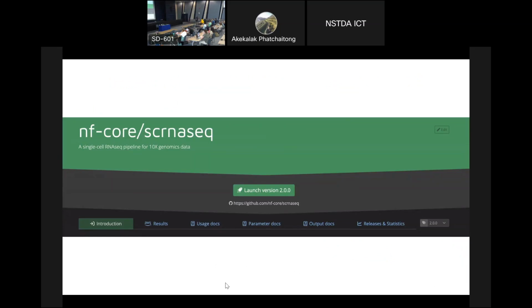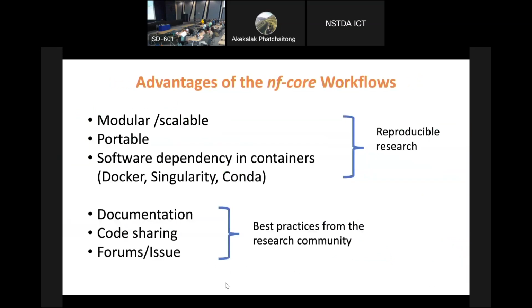Okay, the advantages of the NF Core workflows: they are modular, scalable, portable, and software dependencies are in containers. They use Docker, Singularity, and Conda, so it allows for reproducible research. And of course, there's documentation, code sharing, and they also have a Slack channel. So if you run into a problem, you can just say hello and ask questions.